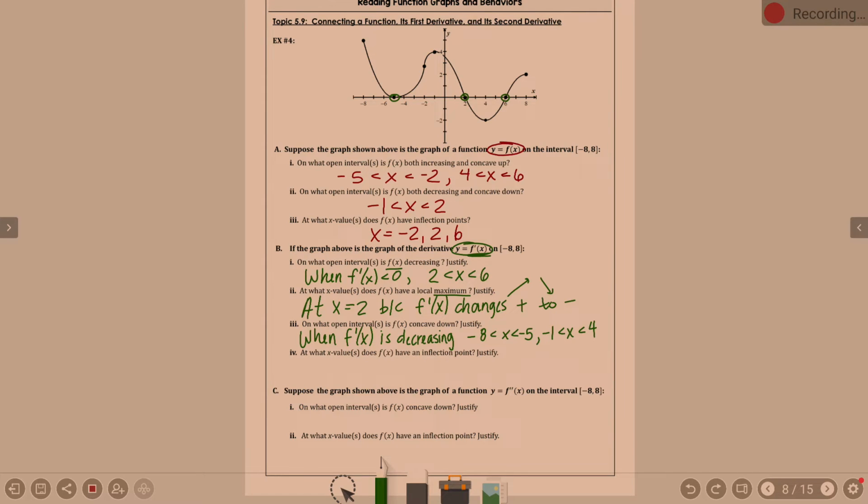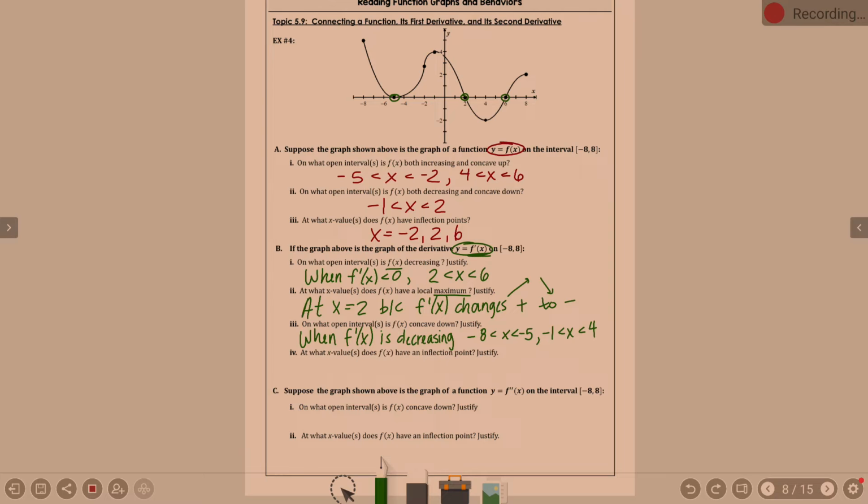Inflection points happen when concavity changes, right? So if inflection points happen when concavity changes, we just talked about concavity, like concave down was a decreasing interval, so negative slope. Concave up is going to be increasing, so positive slope. So when are my inflection points then?